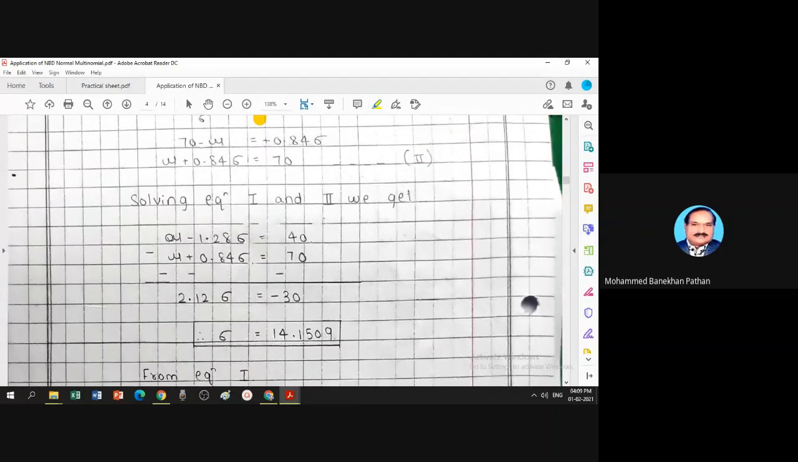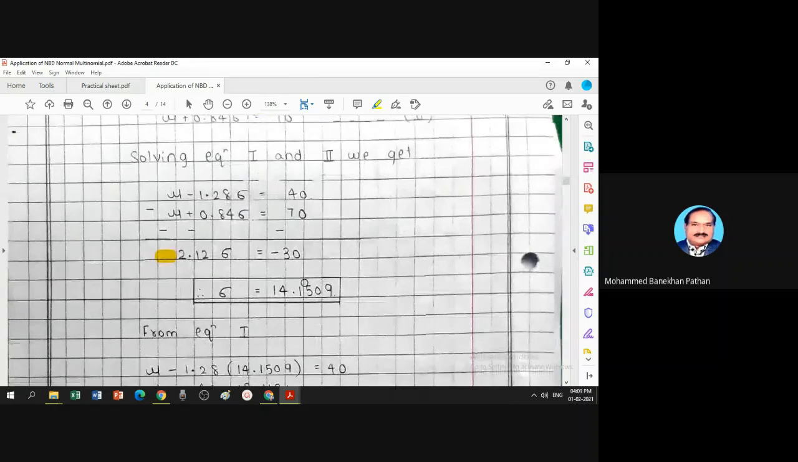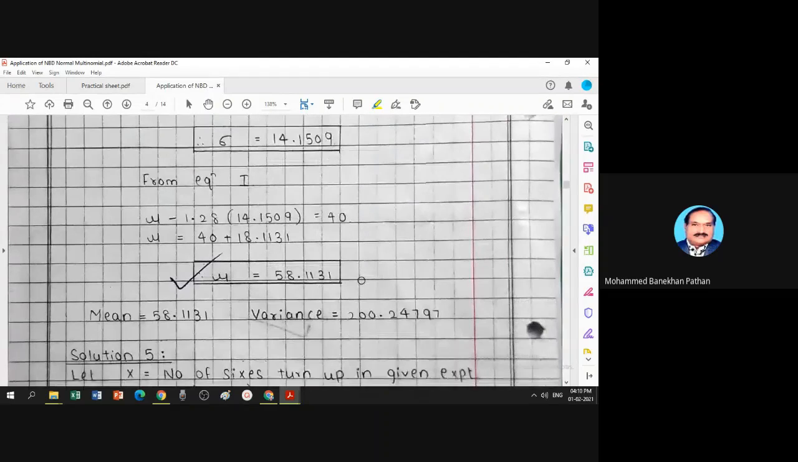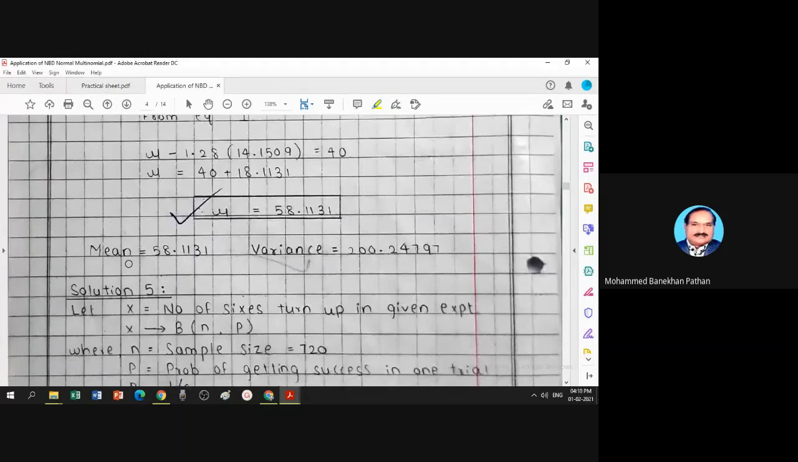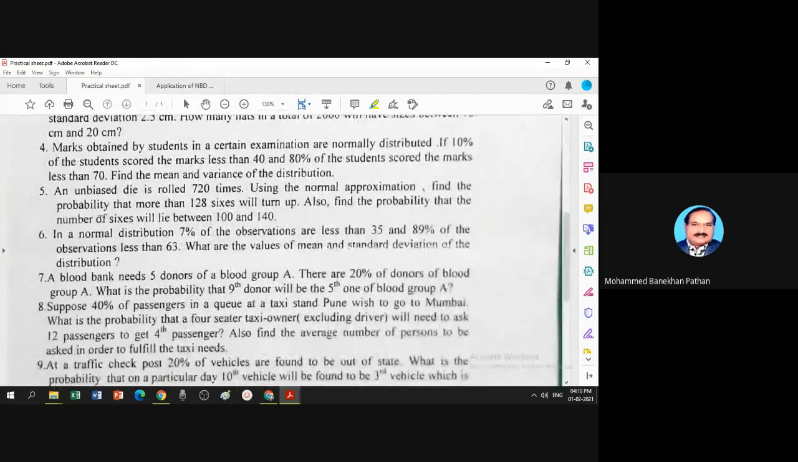You get this is mu, this is minus mu, they get cancelled. These both are minus, so the minus minus gets cancelled, and sigma equals 30 divided by 2.12. Put sigma in any one equation and you get the answer for mu. So this is the way of getting the mean and the variance by using probability statements given in the question. Let us see question 5.